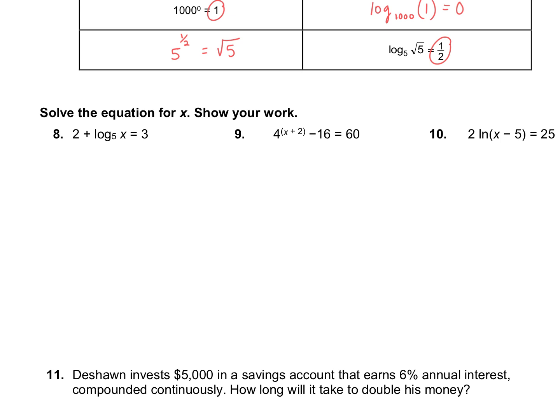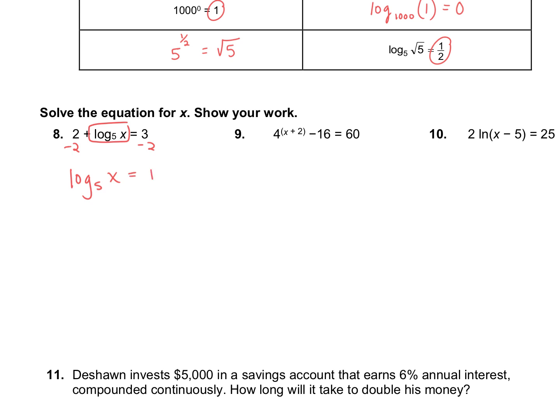So we are going to end up going to exponent form, but first we're going to get this log term alone. So that 2 out front, we're going to get the 2 to the other side. We'll just subtract 2 from both sides. So we have log base 5 of x is equal to 1.